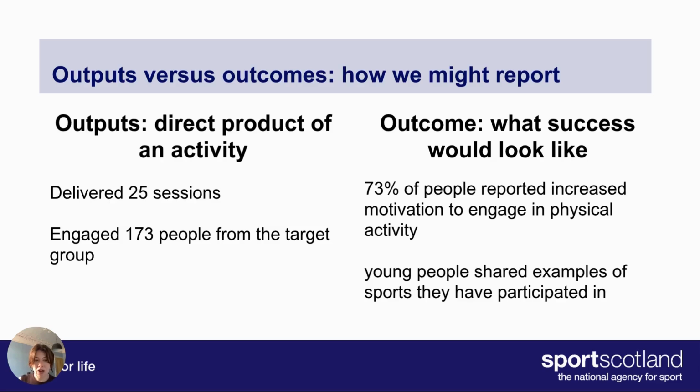And when we report on outcomes, we can also look at more qualitative evidence of that as well. So there you might have some examples. So in this one, young people shared examples of sports they have participated in. So you're showing that the change has actually taken place. So I hope that's helpful around outputs and outcomes. Both have a role, but it's really important not to jumble the two up when we report back on outcomes.